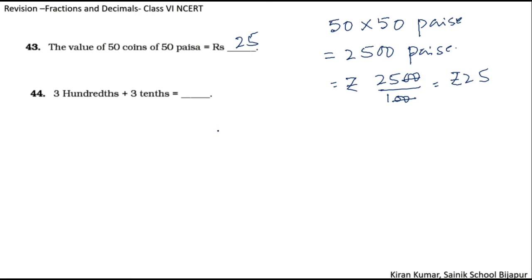3 hundredths plus 3 tenths will be equal to, 3 hundredths is 3 by 100 plus 3 tenths is 3 by 10. So it becomes 0.03 plus 0.3, 0.33.